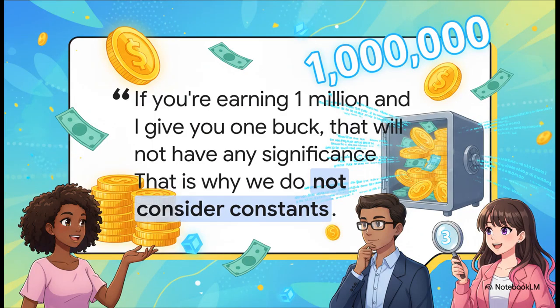Rule number 2. Ignore the constants. This one's pretty intuitive. Think of it like this. If you're earning $1 million and I walk up and give you $1, is that going to change your life? No way. It's insignificant. And that's exactly why we don't consider constants. When your input n is massive, a small multiplier in front of it just doesn't change the big picture. So in Big O, we just drop it.